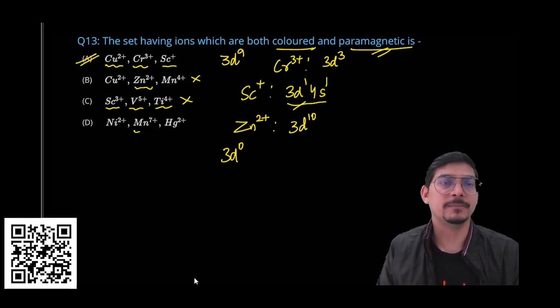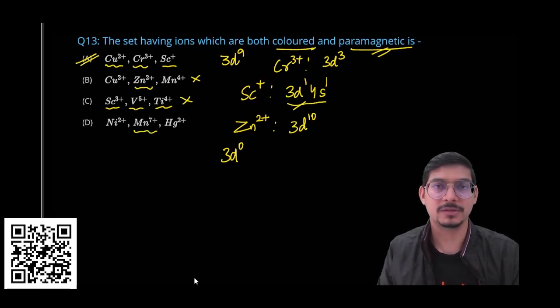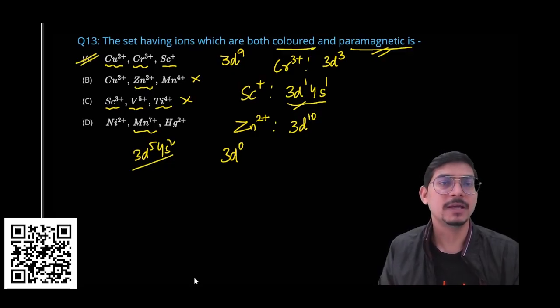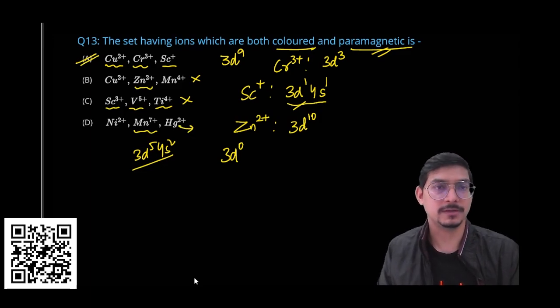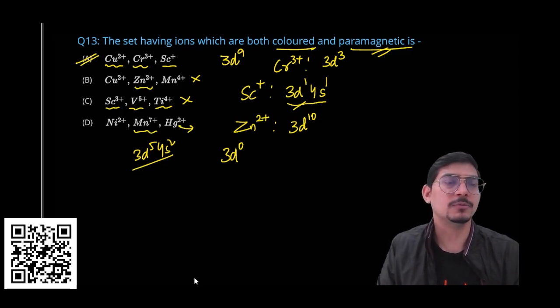In option D, we have manganese 7+. Manganese has the configuration 3d5 4s2, which means in Mn7+ all these 7 electrons are gone. So basically there is no unpaired electron in the d orbital, no color, no paramagnetism. Hg2+ also has a completely filled d subshell, so there should not be any color as well as paramagnetism. So the most appropriate option that makes for the correct answer here is option A.